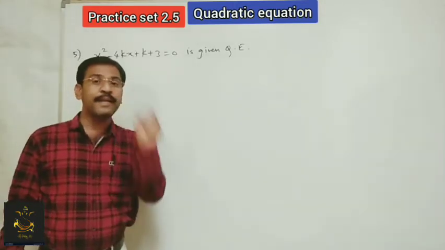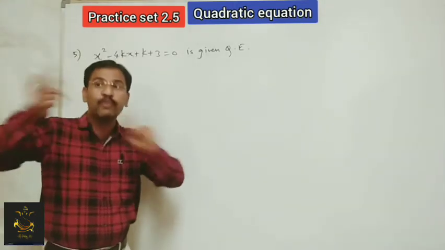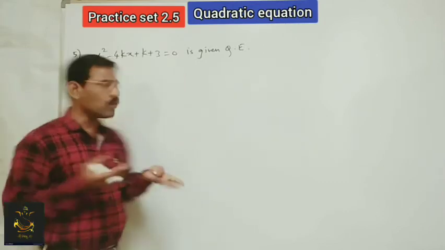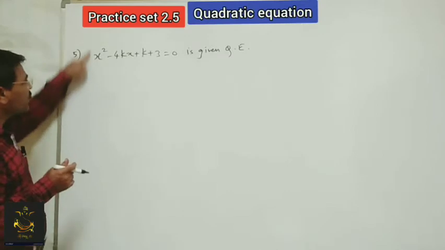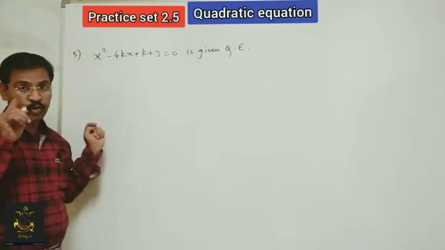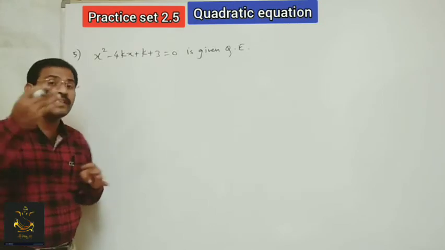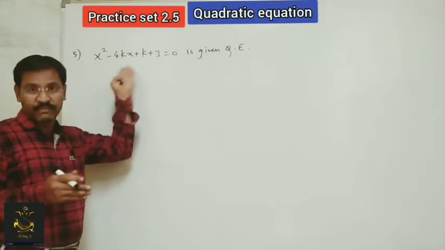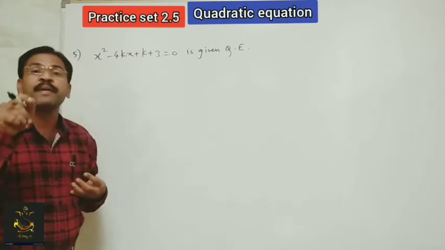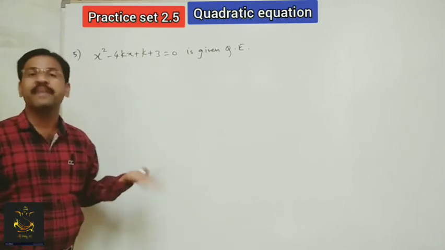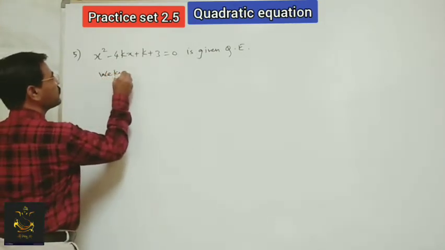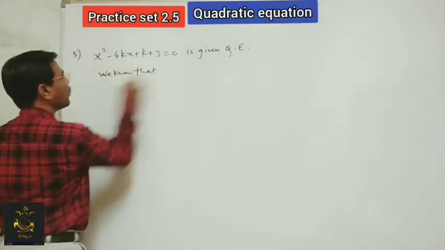Alpha plus beta and alpha into beta. They are given the relation between the sum of the roots and the product of the roots. So if you observe here, the term x square has no coefficient, meaning 1 is there. So if it is like that, then we can straightaway compare this with the standard form. Then we can find alpha plus beta and alpha into beta very easily. Okay, see here, we know that, what is that?